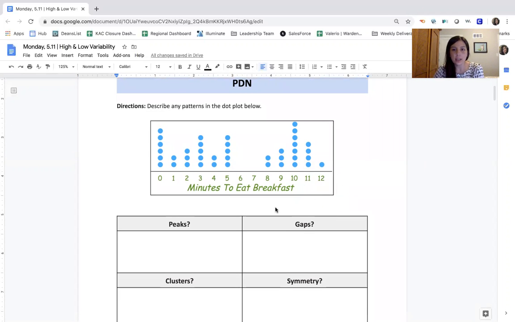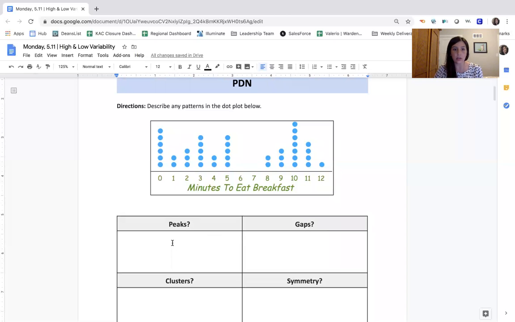Okay, so let's take a look at this dot plot. It says minutes to eat breakfast. I am very, very curious to know who can eat their breakfast in 0 minutes, but it is data on a dot plot, so I'm going to trust it. So let's look at these 4 questions. We have to look for peaks, gaps, clusters, and symmetry in this data set.